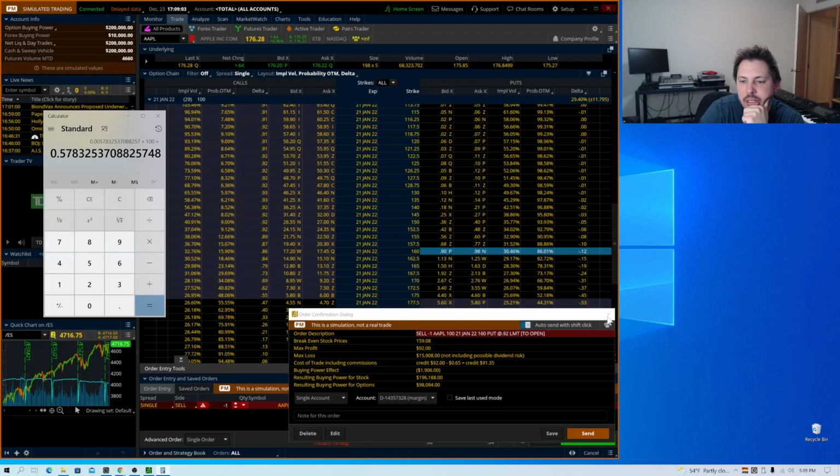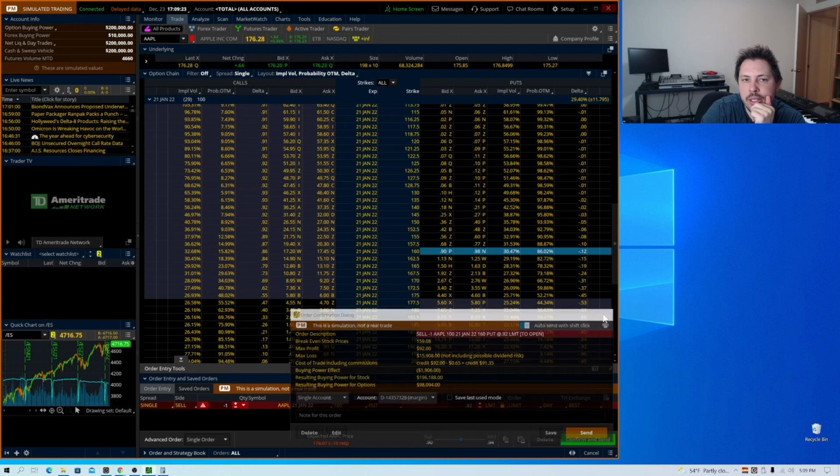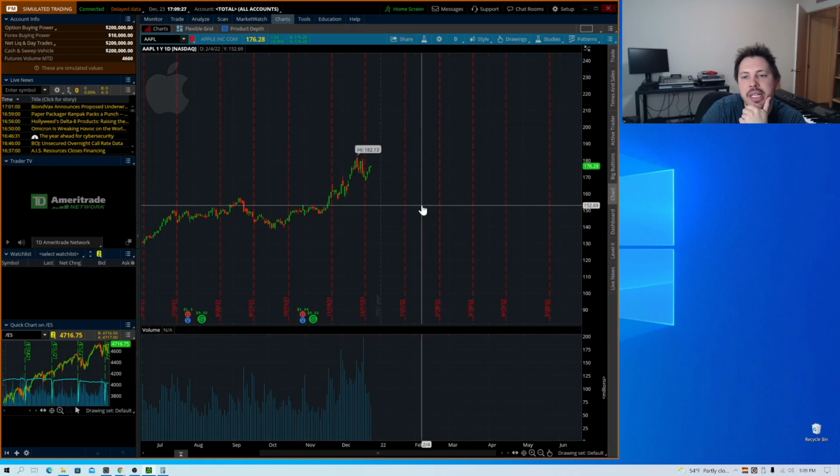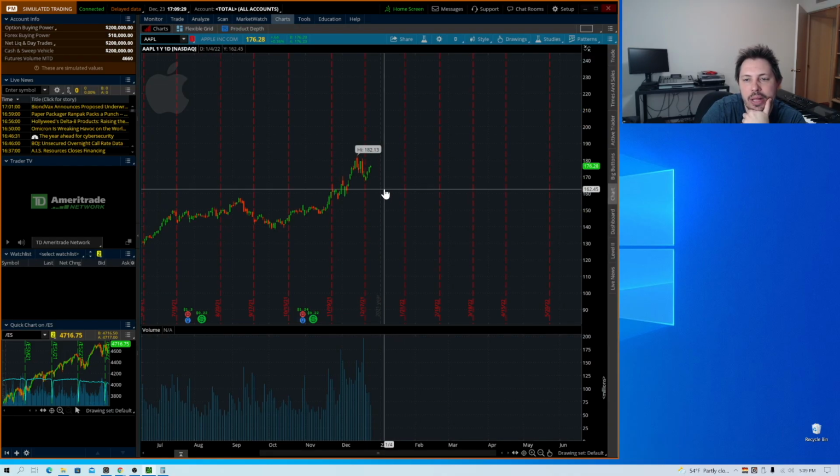Now, I know that these numbers look small, and you're probably thinking, why would I put up $2,000 of margin to sell this $160 put against Apple, where I potentially could go long Apple? The reason why is we're potentially able to take delivery of Apple at a discounted price.